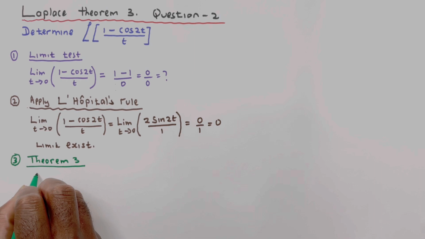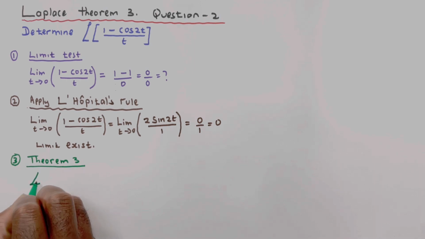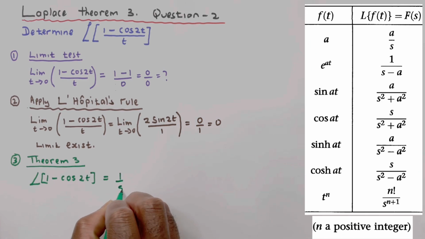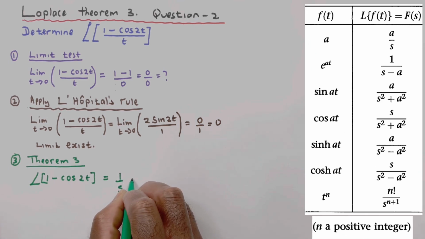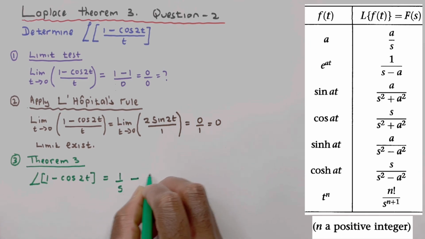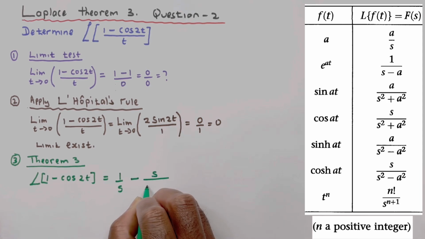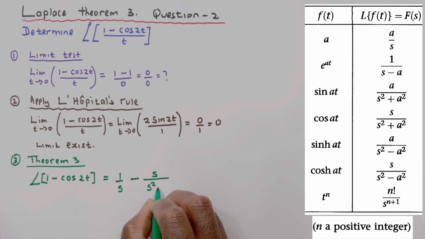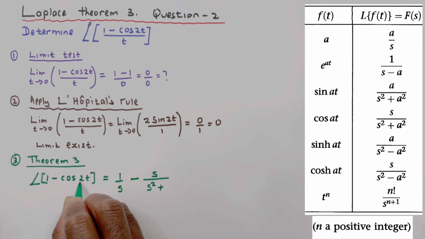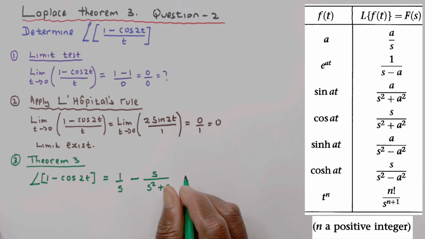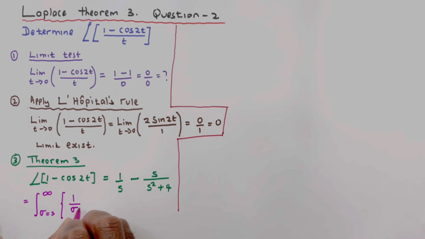And before we do that, we have to do Laplace of 1 minus cos 2t. 1 is a constant. If you look on the table on the right, a is a constant, a over s, 1 over s, because a is 1. So you get 1 over s. And cos 2t will be s over s squared, a is 2, so that'll be plus 2 squared, which is 4. And now we need to integrate.